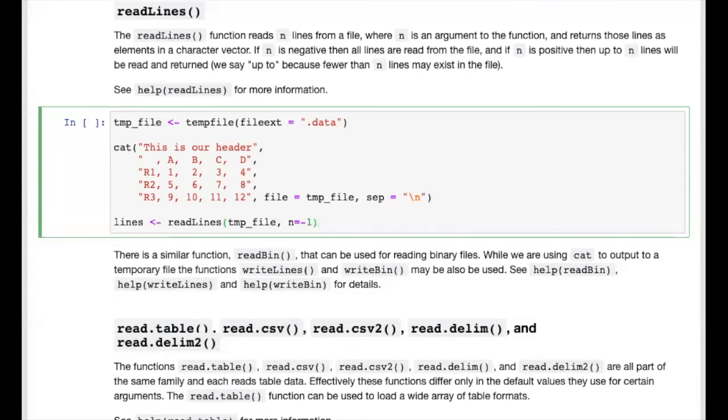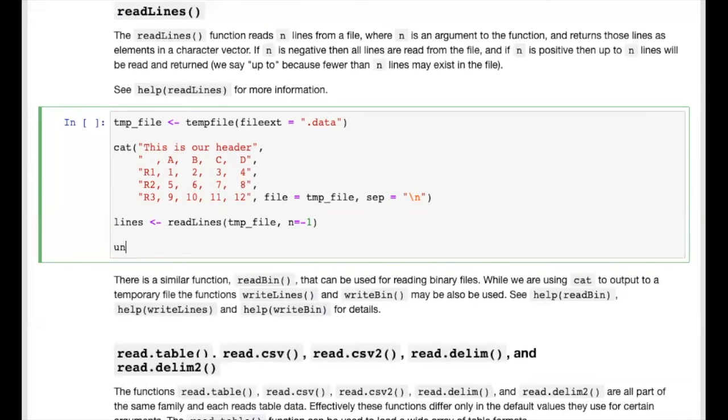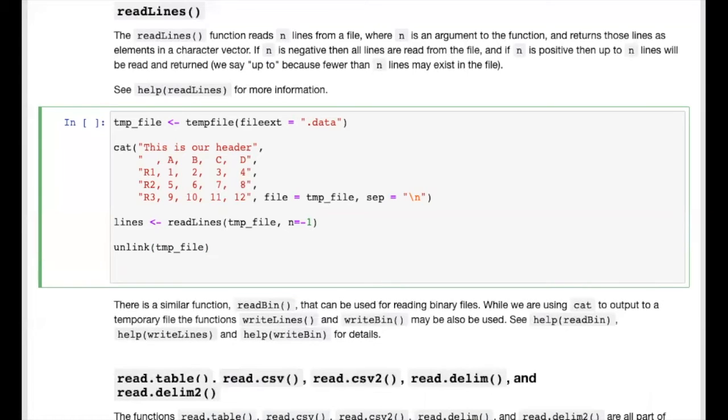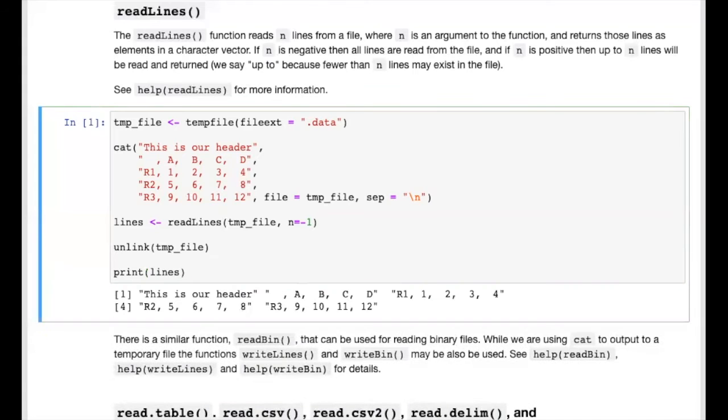Since we're done reading our file, and this was a temporary file to begin with, I don't want to leave it lying around on the system. To actually clean up our mess a little bit, we can use the unlink function to remove our temporary file. And now let's just print out the lines so that we can actually see what the readLines function returns. Now the output here shows that first, we did actually read the file. And second, it shows that our lines variable is a character vector where each element is a line from the file. So we have 5 strings contained within this character vector.